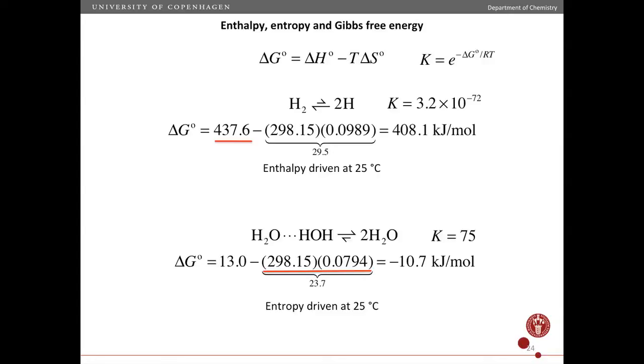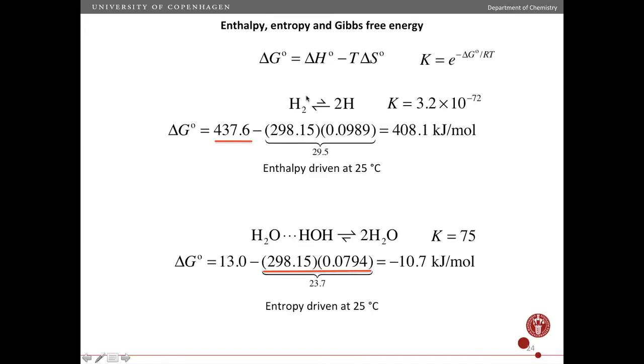The Gibbs free energy has two contributions, as you can see here. One is the enthalpy, and one is the entropy, where you have to remember you have a minus in front and multiply by the temperature. So this allows you to understand the equilibrium constant in terms of enthalpy and entropy. For example, here you have an equilibrium between two covalently bonded hydrogen atoms in H2 and two free H atoms.